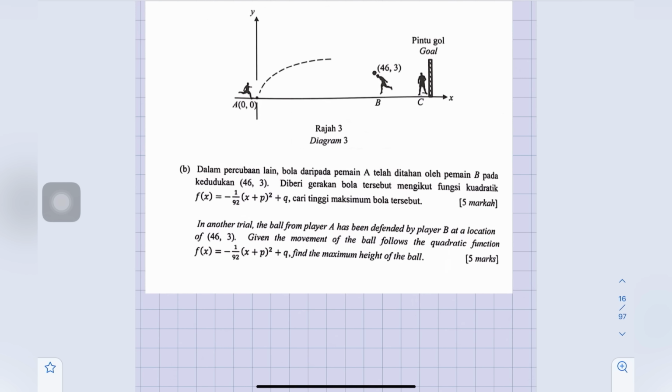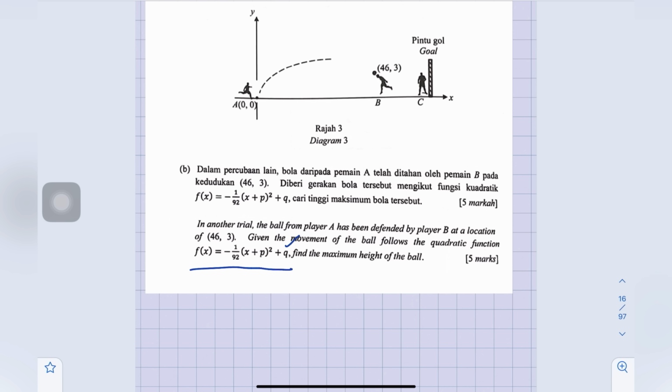In another trial, the ball from player A has been defended by player B at a location of 46.3. Given the movement of the ball follows the quadratic function f(x) = -1/92 (x + p)² + q, find the maximum height of the ball. Okay, so this is a quadratic function in vertex form. From vertex form, we can identify the maximum value, which is equal to q.